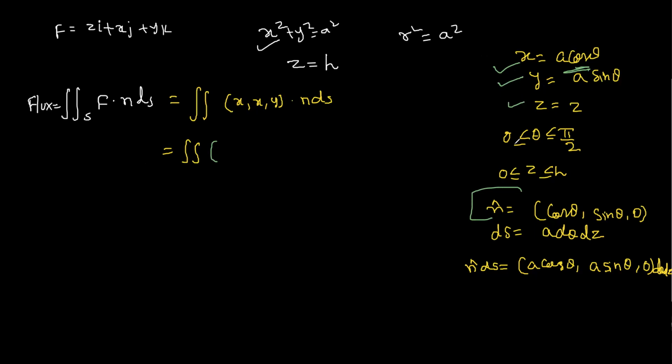So this is a cos theta into a cos theta, a cos theta into a sin theta, d theta dz, where theta goes from 0 to pi by 2. Take a square common, cos square theta.